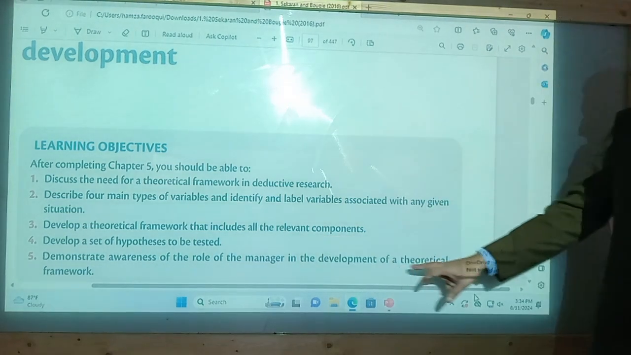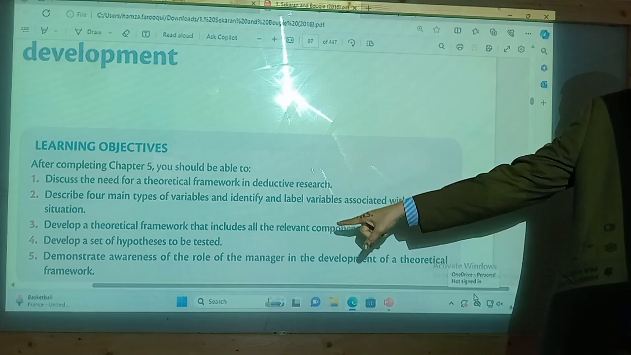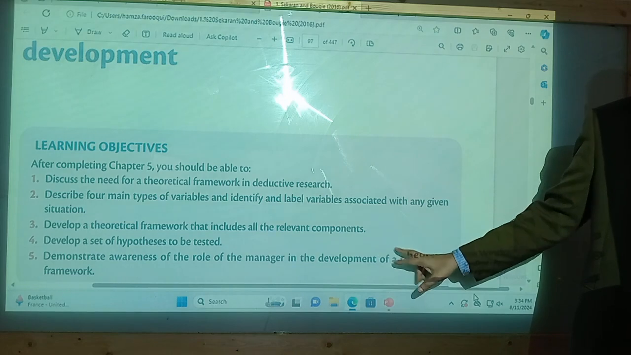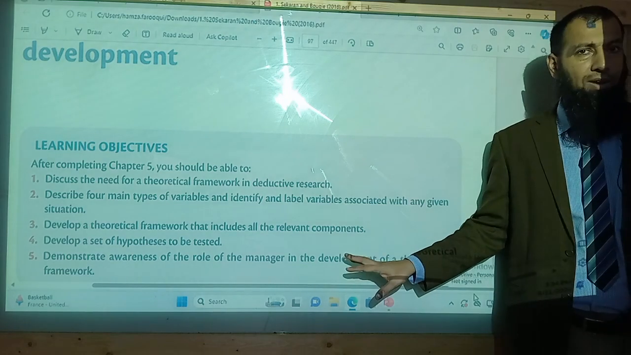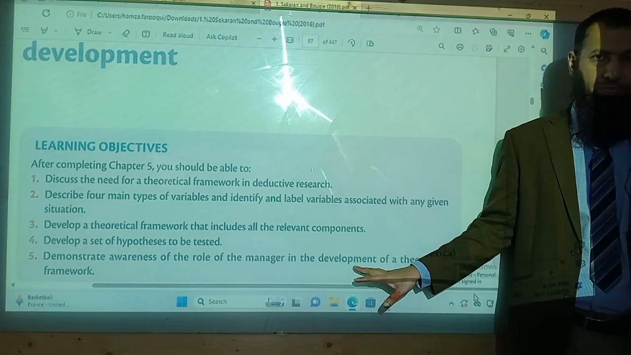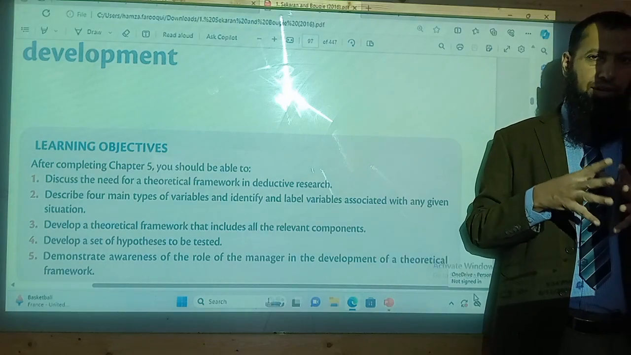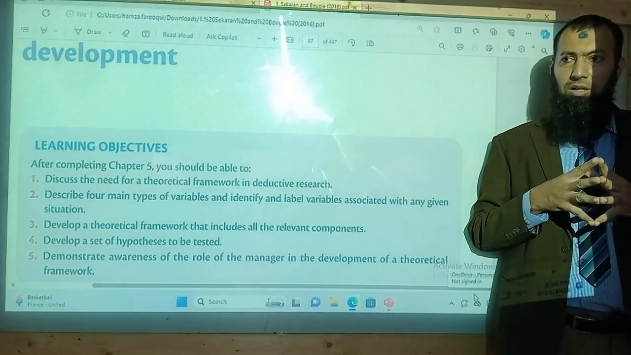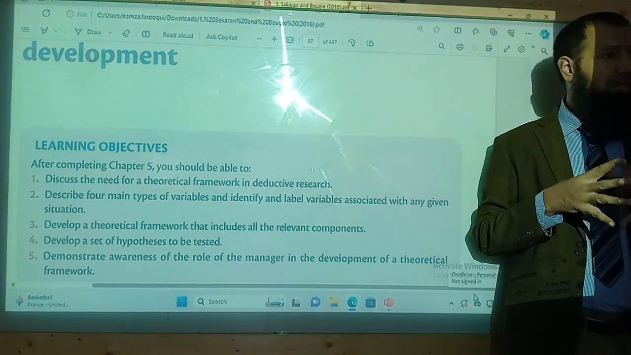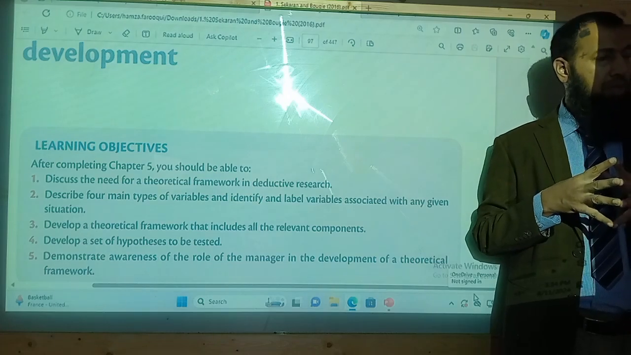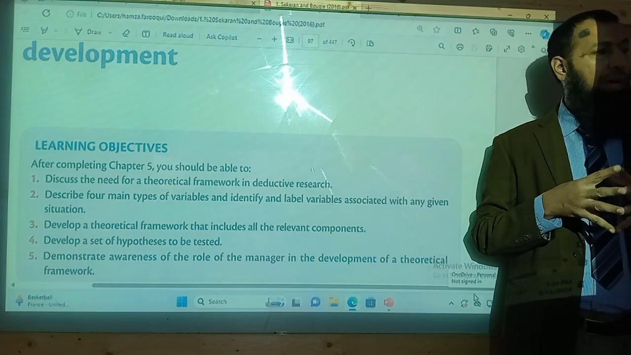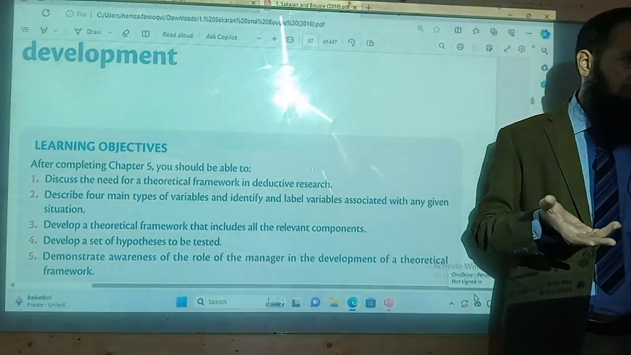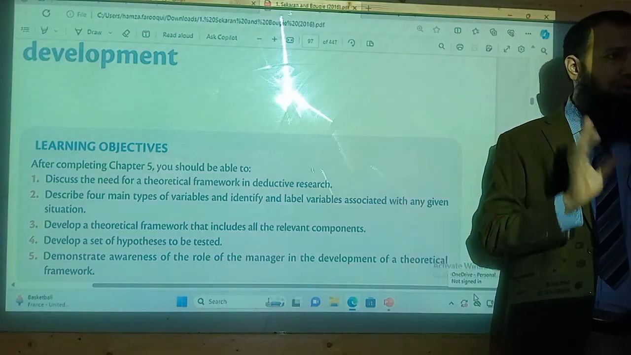So over here you see all the relevant components. Next is the set of hypotheses to be tested. We are going to develop the hypotheses to be tested, because in the deductive approach we test the theory. For testing the theory, for testing the relationship, we require hypotheses. The relationship statement is the hypothesis. We will be discussing the hypothesis in detail, inshallah.